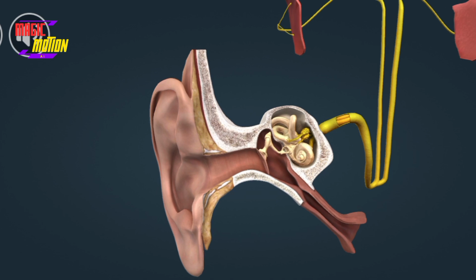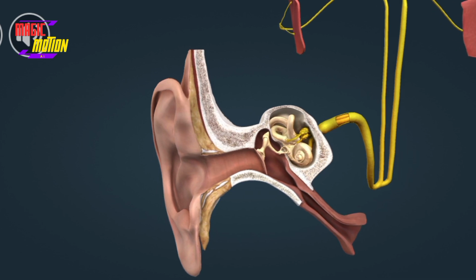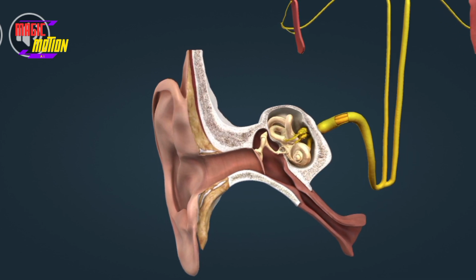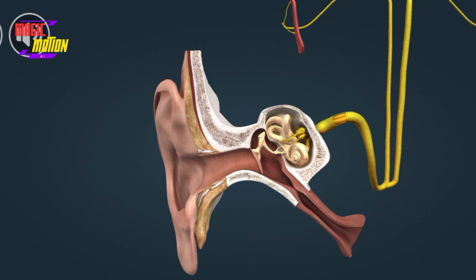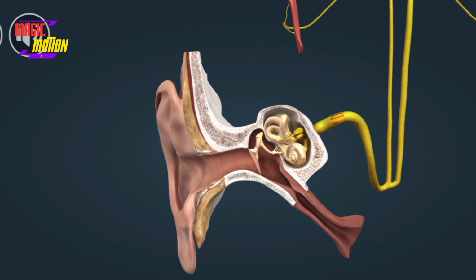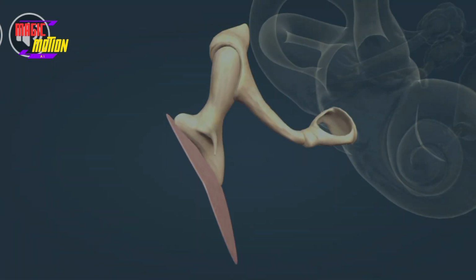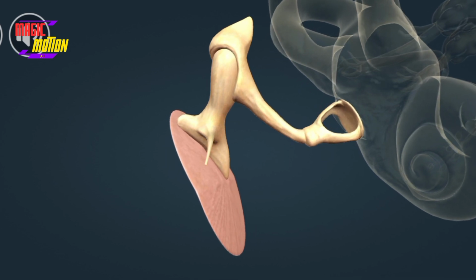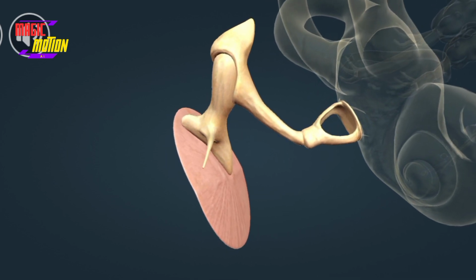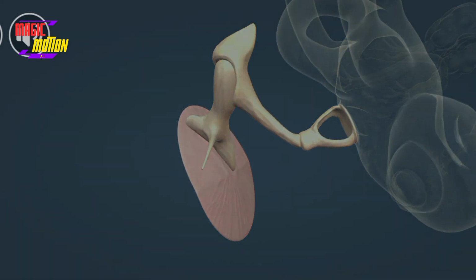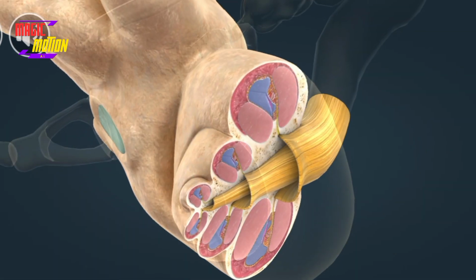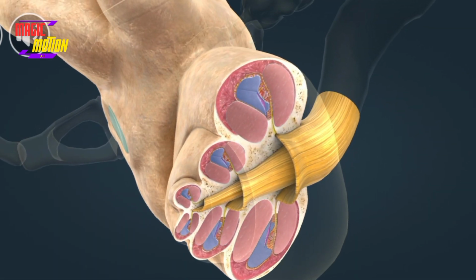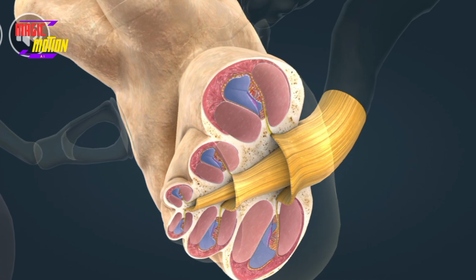Sound waves are directed into the external auditory canal by the auricle. Sound waves cause the eardrum, which closes the auditory canal, to vibrate. The vibration of the eardrum is transmitted to the cochlea by the ossicles: the hammer, the anvil, and the stirrup. The base of the stirrup fits snugly into the oval window of the cochlea.